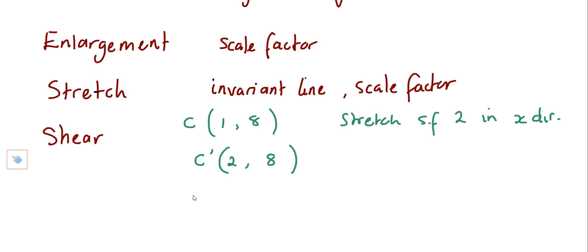How could I do it just generically? So if I've got x and y, what would the new coordinate be? 2x, y. Okay. So that would be a stretch. What if it was a stretch in the y direction? x, 2y. Okay. So that's how we need to think about it: as individual points and what happens to each coordinate.